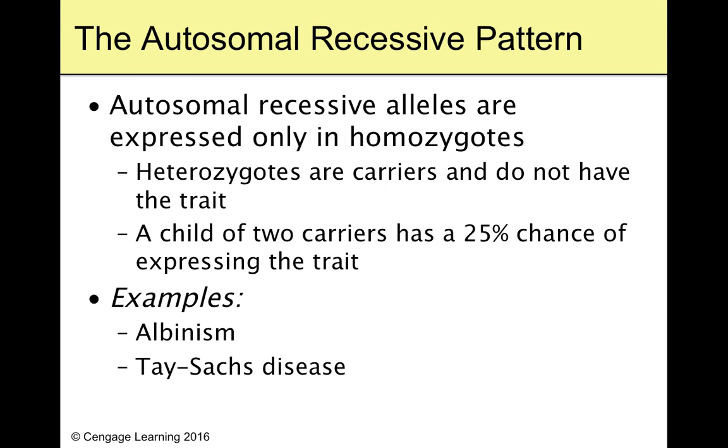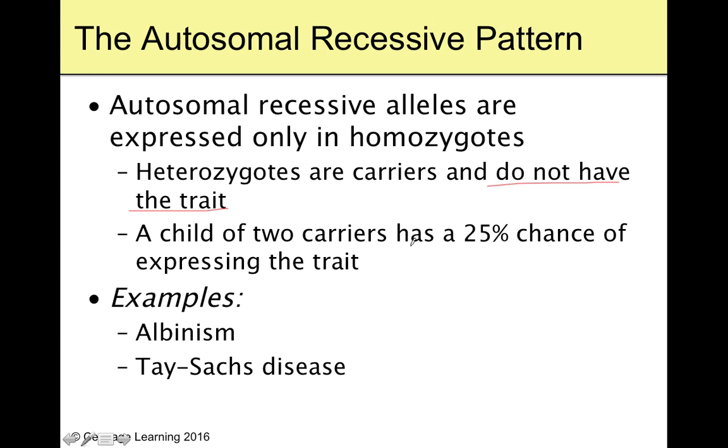What if it hides? That would be autosomal recessive. They're expressed only in the homozygote recessives. The heterozygotes are carriers, and they don't have the trait. Don't be confused by that statement. Just because they don't have the trait does not mean they don't have the allele. They can have the allele, but not express the trait.